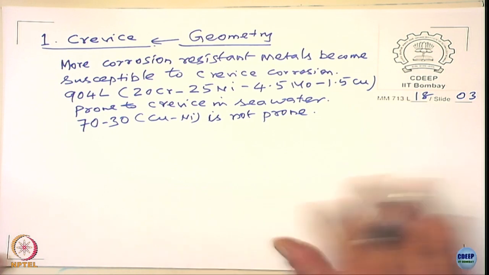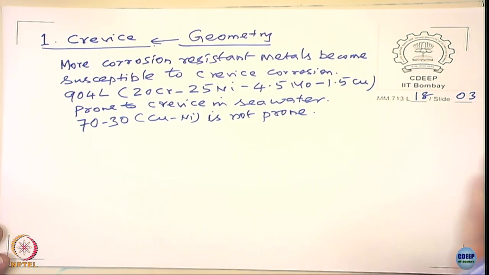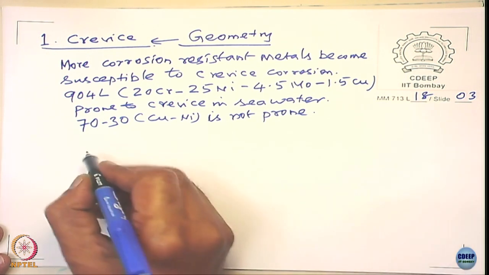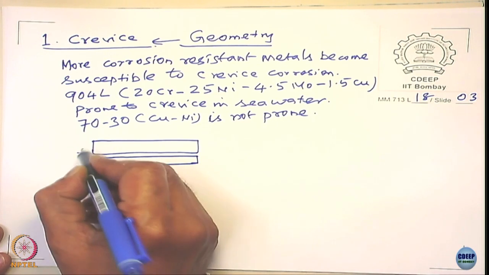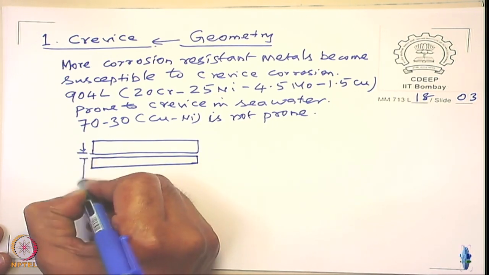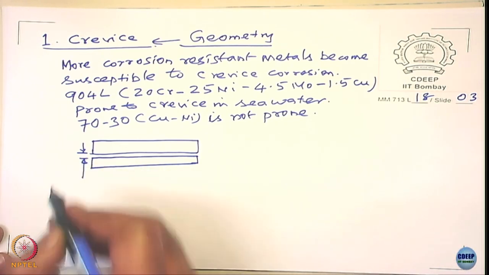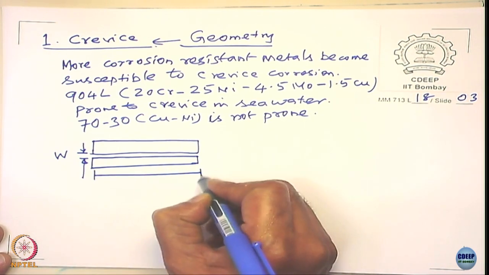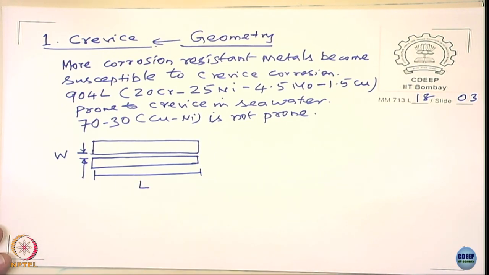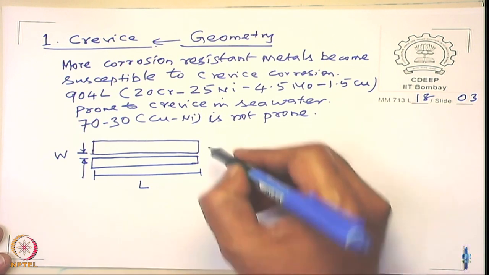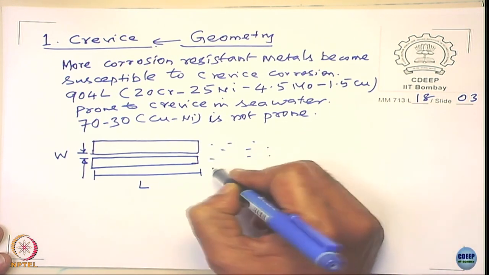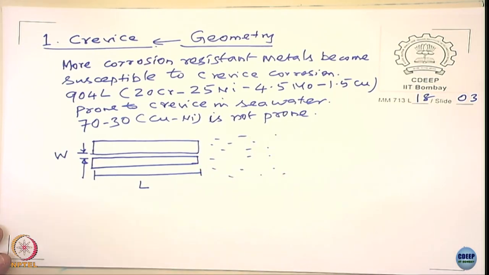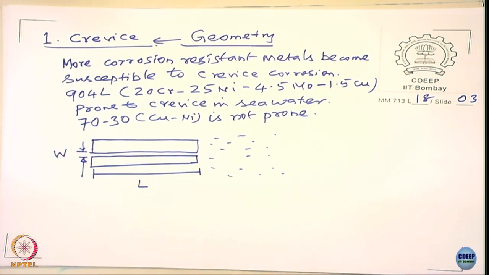Now, let us take a crevice and see what kind of dimensions will affect the crevice corrosion. One dimension is the crevice width, and this is the crevice length. Suppose I have an environment here, on this side, where will the crevice corrosion occur, and will the depth of attack be the same throughout? Let us look at this, and you please tell me.